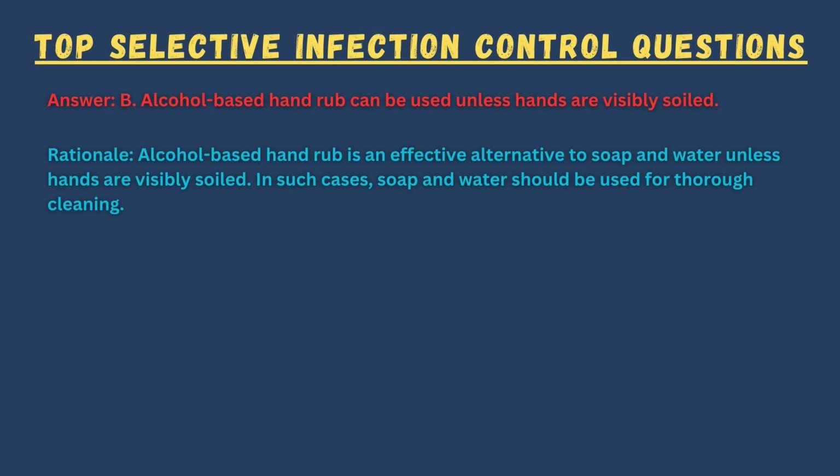Answer: B. Alcohol-based hand rub can be used unless hands are visibly soiled. Rationale: alcohol-based hand rub is an effective alternative to soap and water unless hands are visibly soiled. In such cases, soap and water should be used for thorough cleaning.